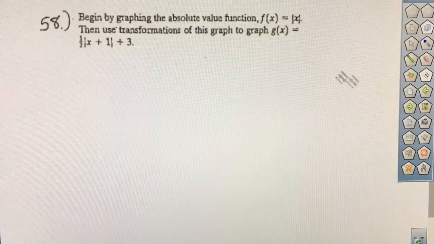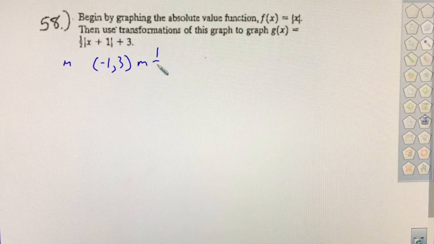That's the absolute value of x. That's what it asked me to graph first. Now it wants me to graph this. It has a vertex at -1, 3, and the slope is 1/2 from that vertex.